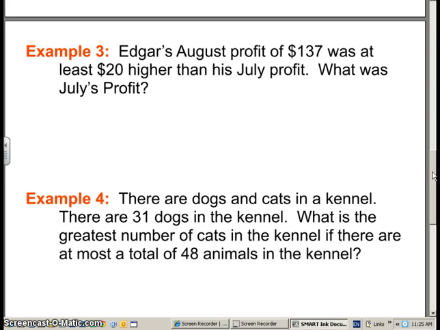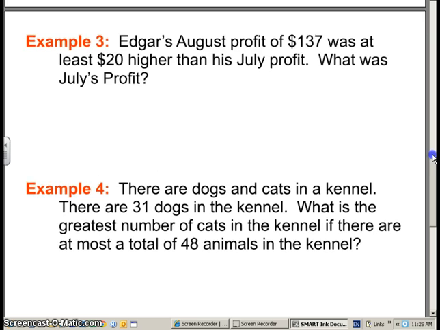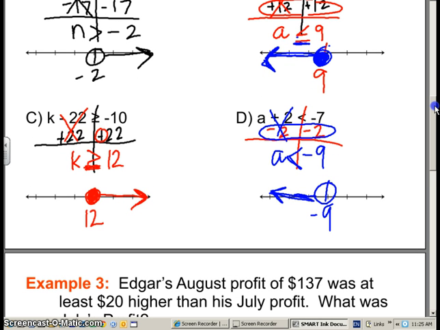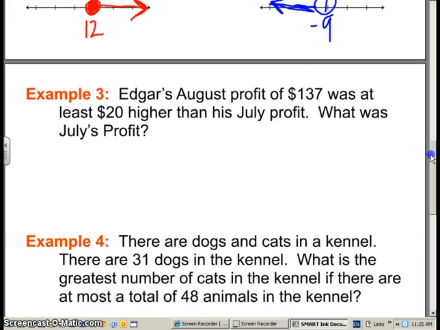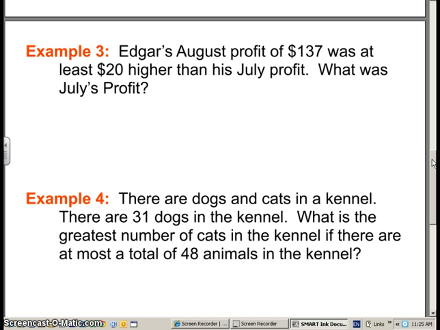Example 3. Use your cube method. Edgar's August profit of $137 was at least $20 higher than his July profit. What was July's profit? Now again, we are probably going to be writing inequalities that resemble the type of problems we just practiced. Okay, we got one-step inequalities here. So let's read this. Go ahead and circle the important numbers.